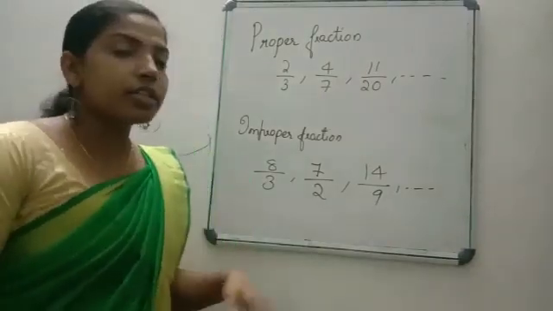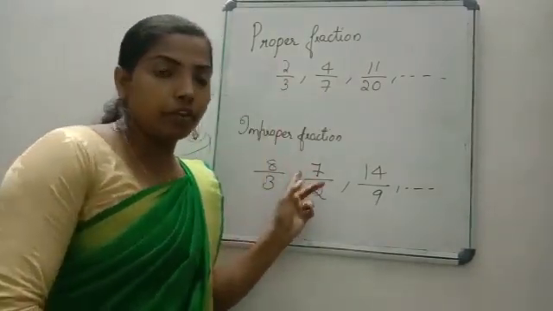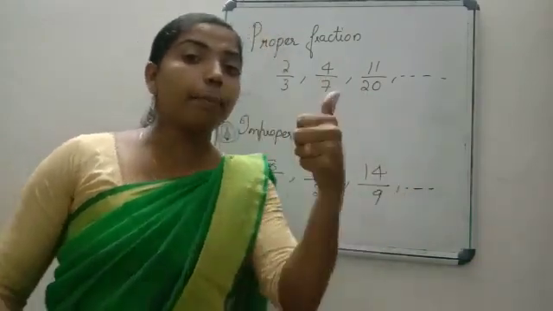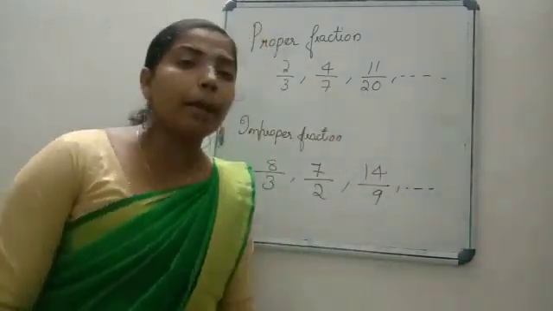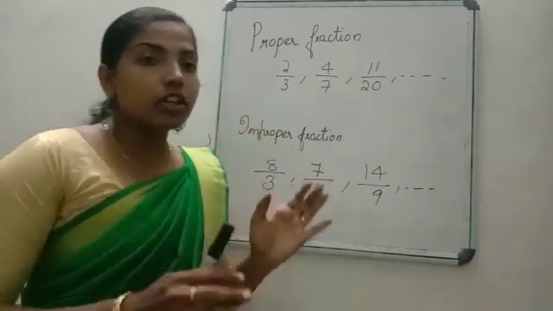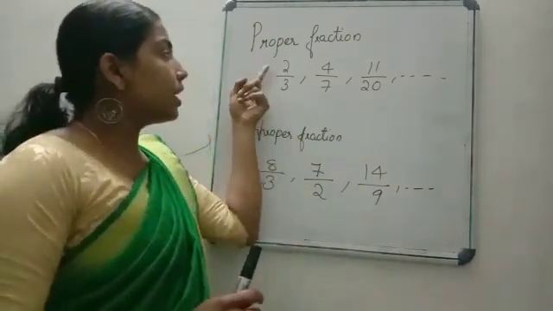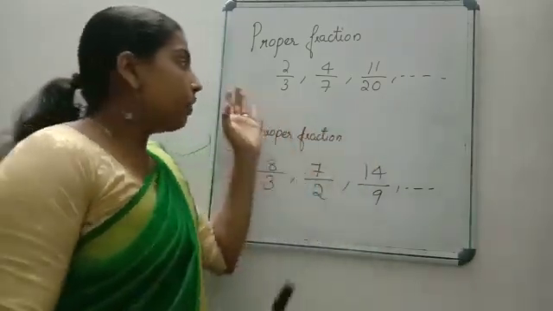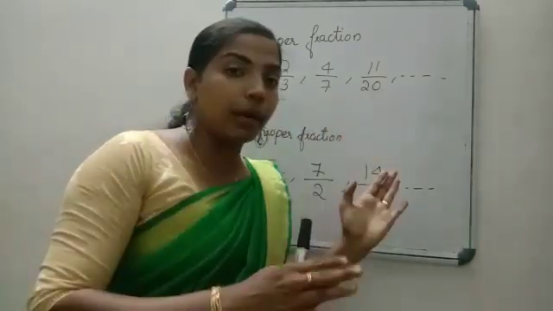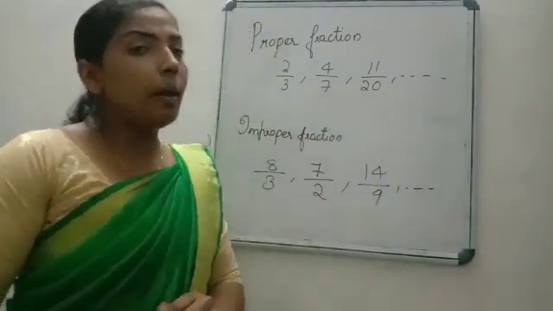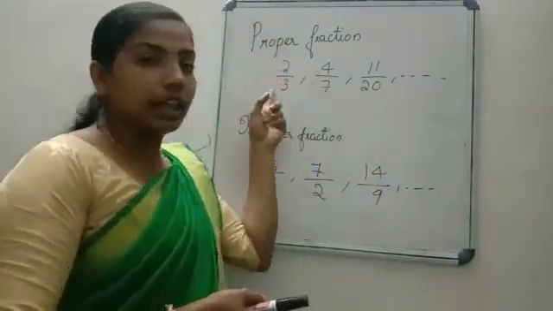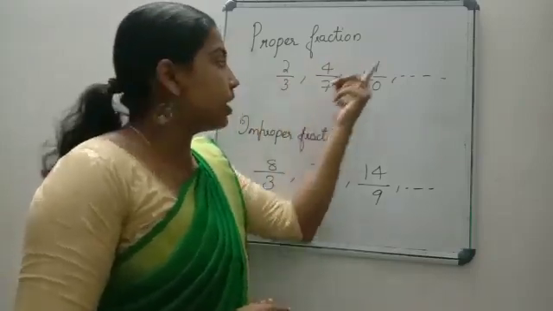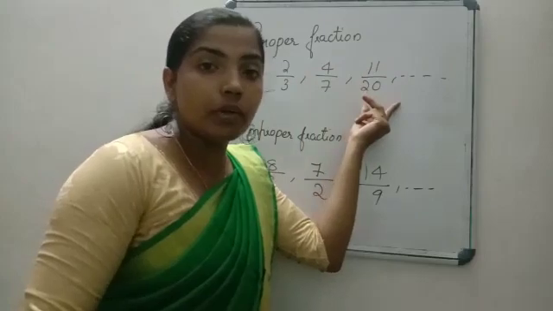Now the next fractions are proper fraction and improper fraction. So like fraction, unlike fraction, unit fraction, proper fraction, improper fraction. Now what is meant by a proper fraction? A fraction in which the numerator is less than the denominator. Here the denominator will be greater. If the denominator is greater than the numerator, such fractions are called proper fractions. For example, 2 by 3, here denominator 3 is greater; 4 by 7, denominator 7 is greater; 11 by 20, denominator 20 is greater.